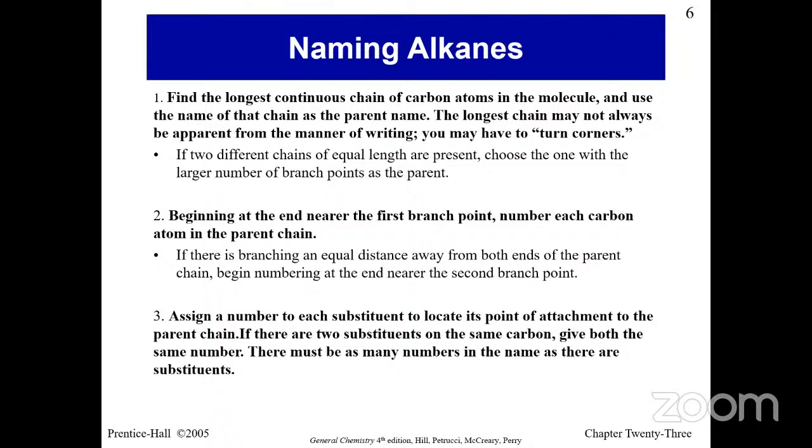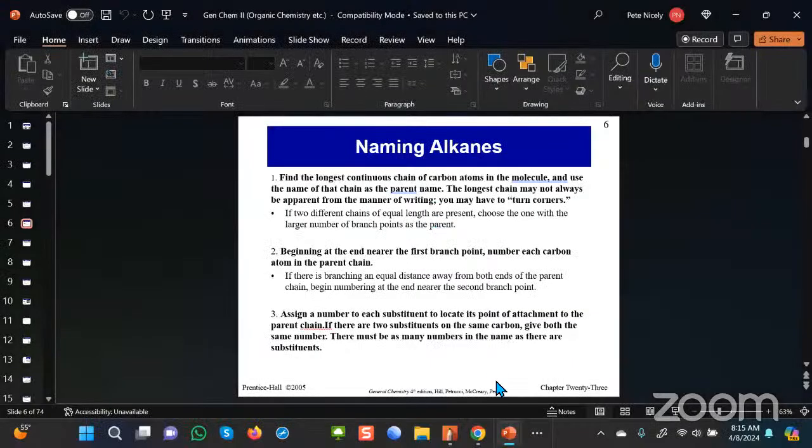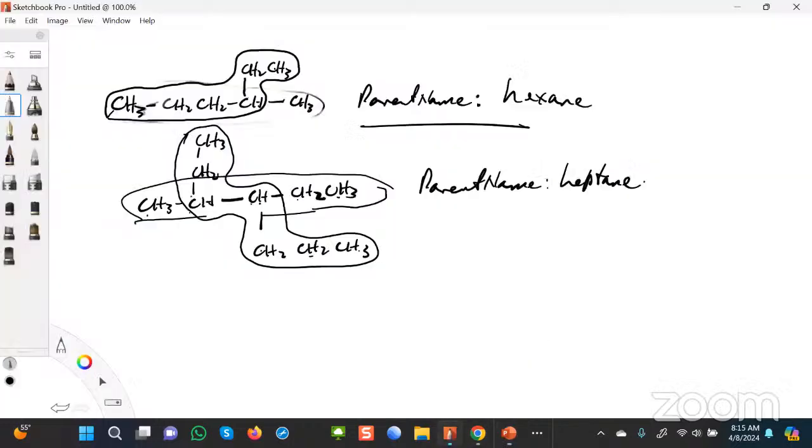Okay, so let's go back to the examples that I had before. So basically, what the next rule says is that you number the carbon atoms of the parent chain, but you have to start at the end which is closest to the nearest branch.